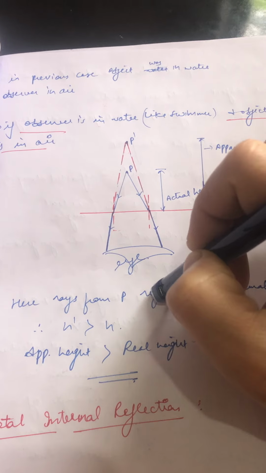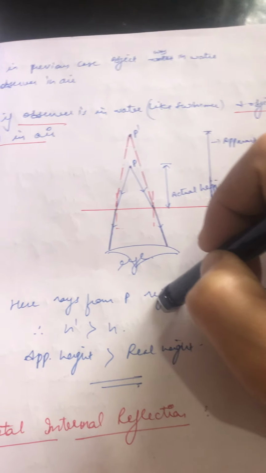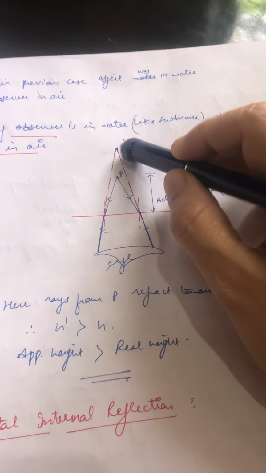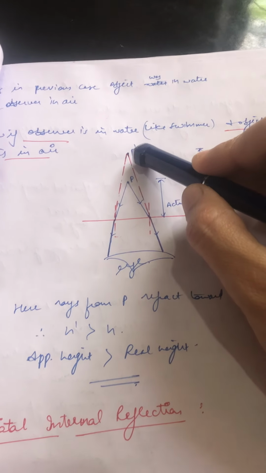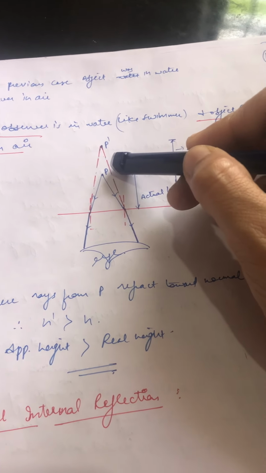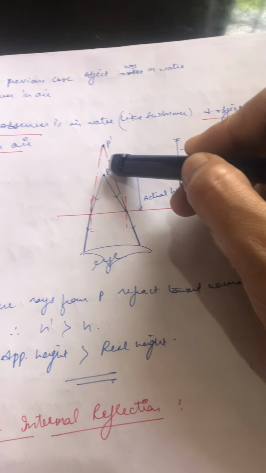Now, if my observer is any swimmer inside the swimming pool, standing inside and looking outside the pool, then my observer is in a denser medium and is looking at things which are in a rarer medium. Then what will be the situation?